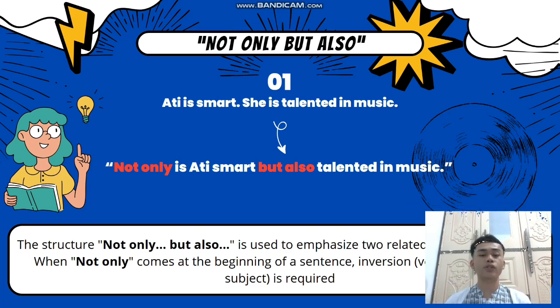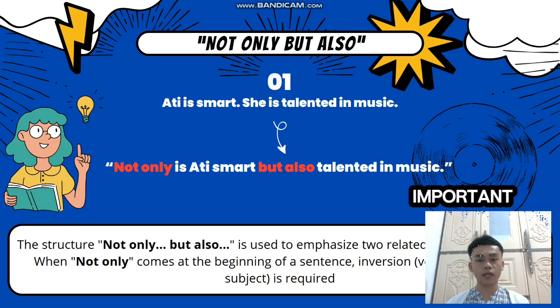General explanation. The structure not only...but also is used to add and relate qualities or actions. It shows that both elements are equally important and are meant to complement each other. For example, not only is she smart, but she is also hardworking.